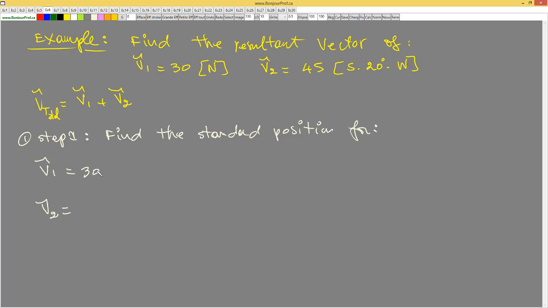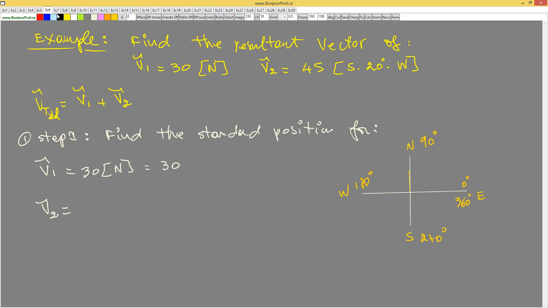V1 is 30 north. So what will be the standard position of this vector? You can draw it. This is what we did. This one is east, this one is north, this one is west, this one is south. And we said this one is 0 degrees, this one 90 degrees, 180 degrees, 270 degrees, and 360 degrees here. Remember? So what is the vector here? It is on north, so we're going to put it on north. 30 degrees north. It is here.